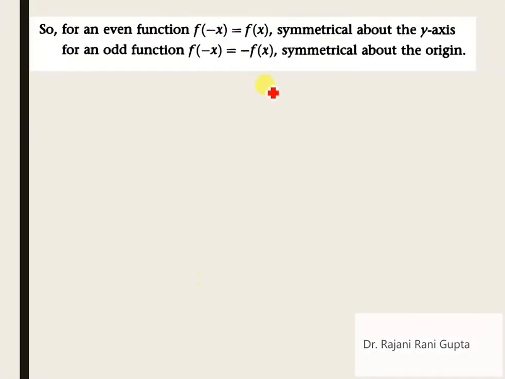We concluded that for an even function, f of minus x is f of x and the graph is symmetrical about the y-axis. Whereas for an odd function, f of minus x is minus f of x and it is symmetrical about the origin. These are the points to remember.